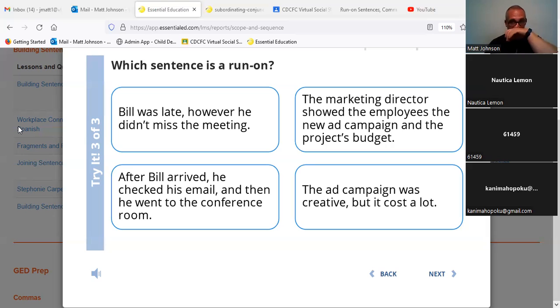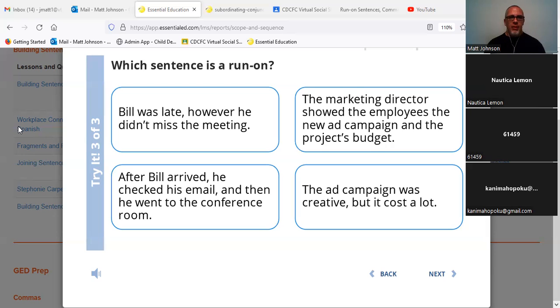Just like I said, if you wanted to use however to separate that into a sentence: Bill was late, semicolon, however, comma, he didn't miss the meeting. Or Bill was late, comma, but he didn't miss the meeting. That's a lot simpler, right? If you just use a conjunction.